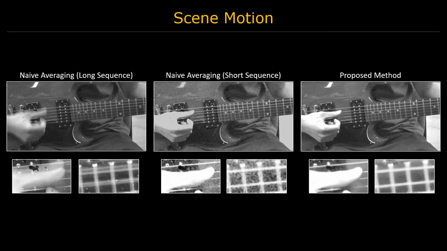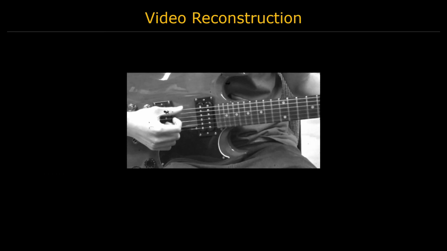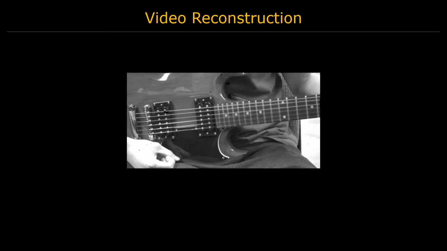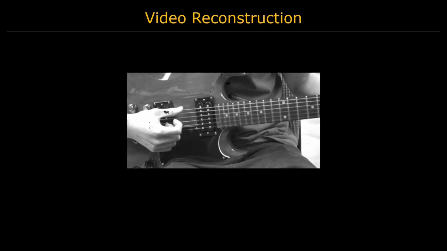The proposed method is capable of resolving non-rigid scene motion. Here, we show a person picking the top 2 strings of a guitar. The fast motion of the finger and the strings is accounted for, generating a sharp image. The proposed method can be used to reconstruct a video by shifting the reference frame in time. The non-rigid motion of the strings is correctly reconstructed.